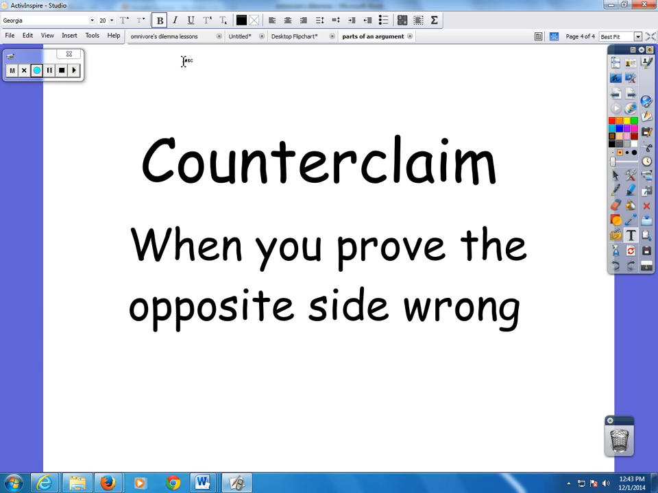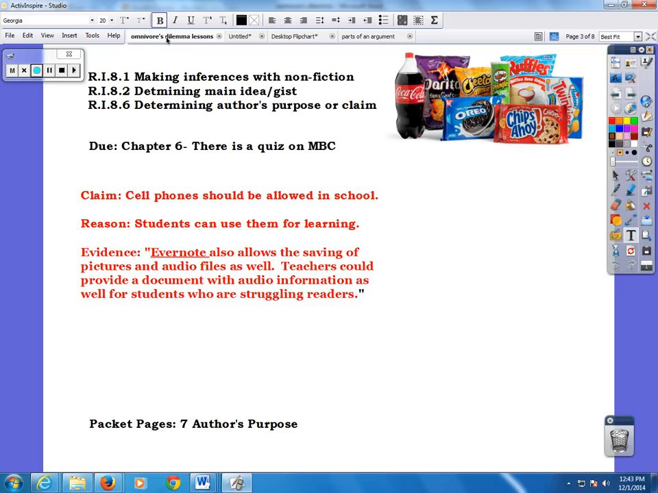So now that you've taken those notes, let's look at an example. So say I'm going to write an article and I'm going to claim cell phones should be allowed in school. That's the thing that you're proving. Now you have to think of a reason. So this is where you can see the difference between a reason and evidence. So what's a reason cell phones should be allowed in school? I'm sure you could think of one. My reason is students can use them for learning.